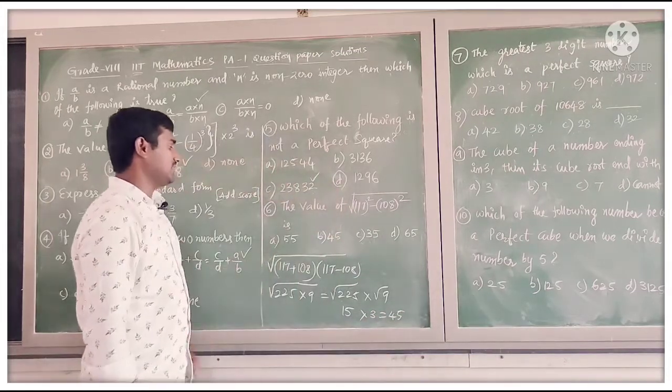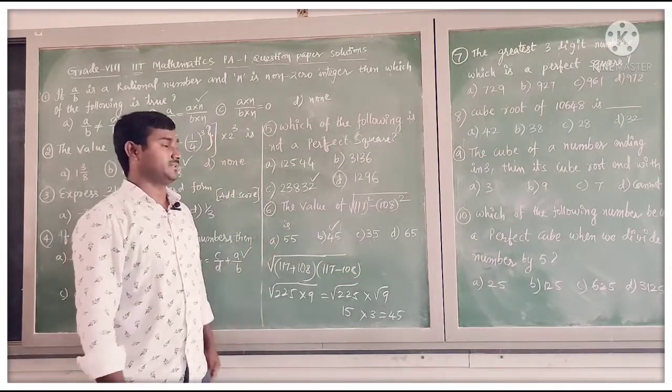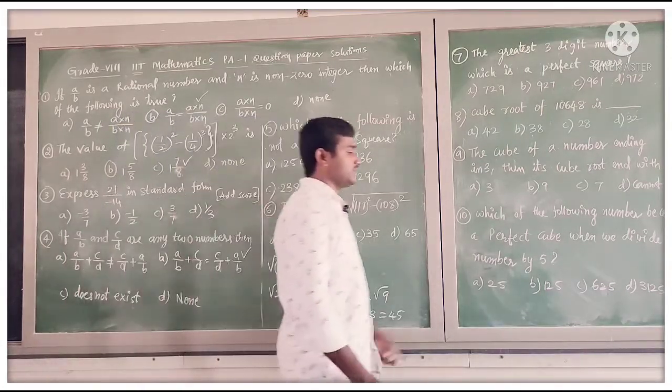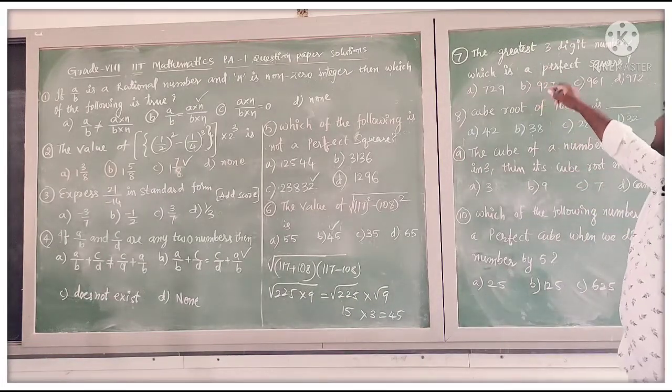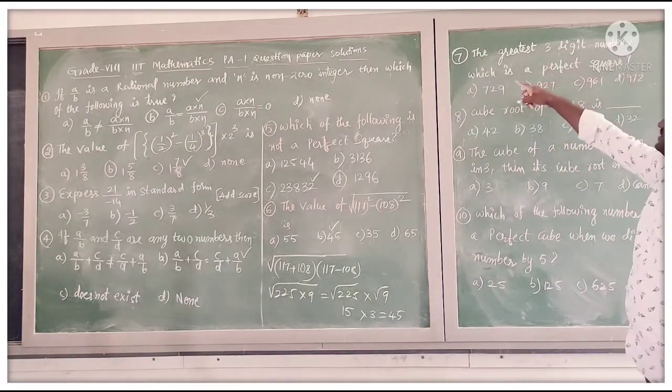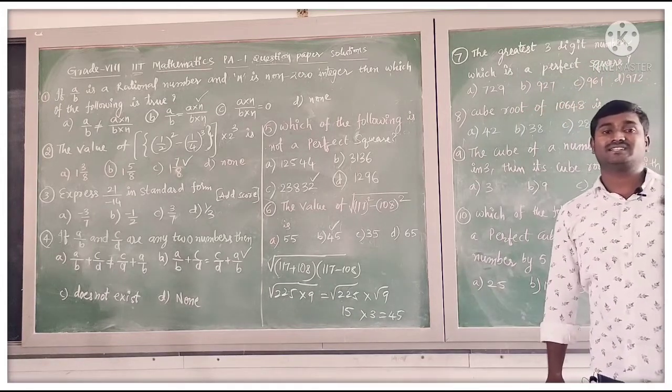Do we have the 45 option? Yes, option B is the correct option for that. Okay, now I am going to discuss the seventh question. The greatest 3-digit number which is a perfect square. So we need to find the greatest 3-digit perfect square.